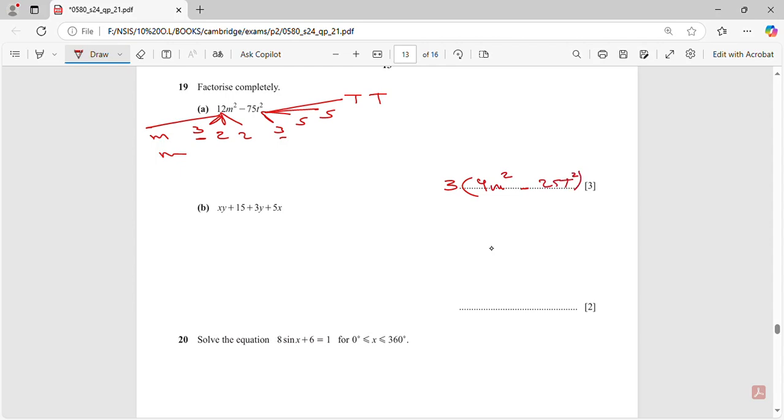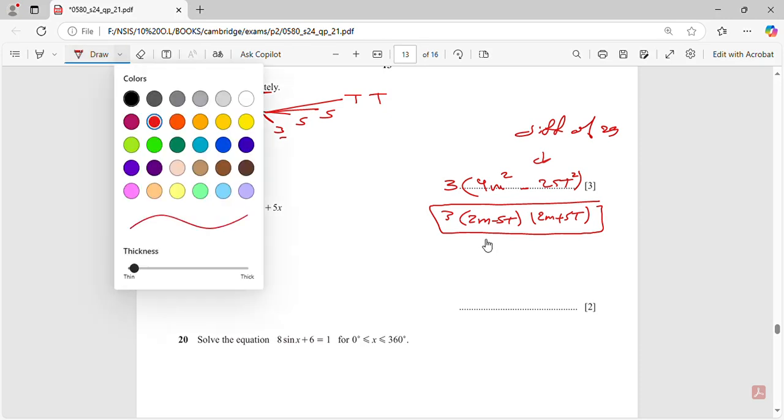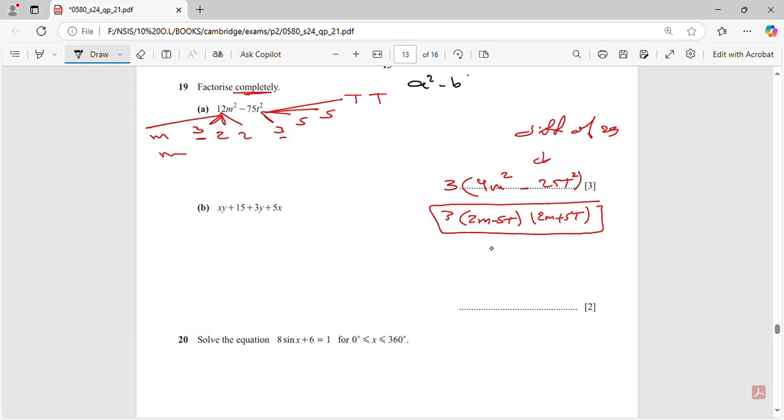But this is not complete. Why? Because this is a difference of two squares, right? A difference of two squares, so it means I have to open two brackets. The root of the first, the root of the second, put a negative sign; the same root of the first, root of the second, put the opposite sign. So this is the fully factorized form. Do you know what this means? This just follows the rule. When I have a to the power of 2 minus b to the power of 2, it would be a minus b multiplied by a plus b. This is the rule. Yes, it's not a complete square, it's called the difference between two squares.